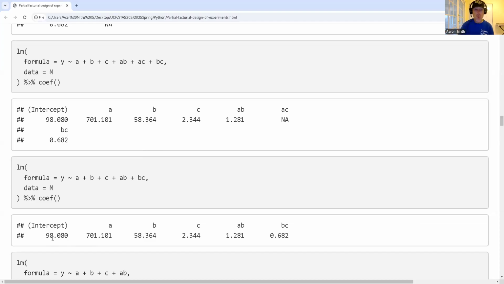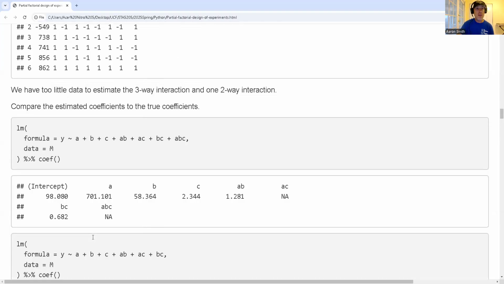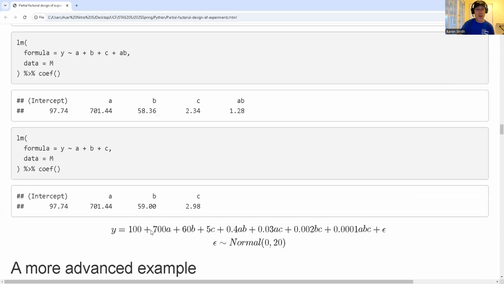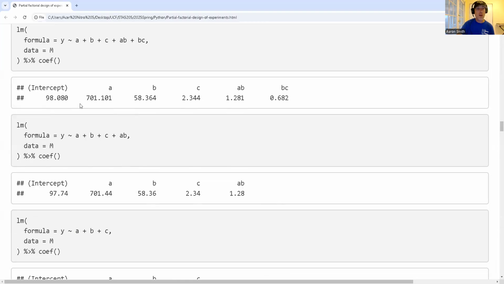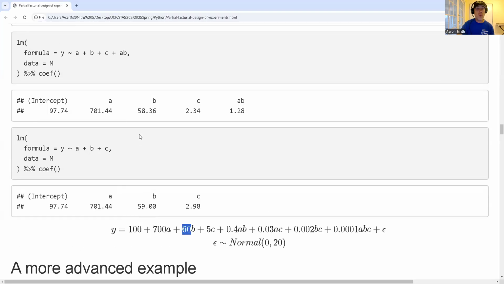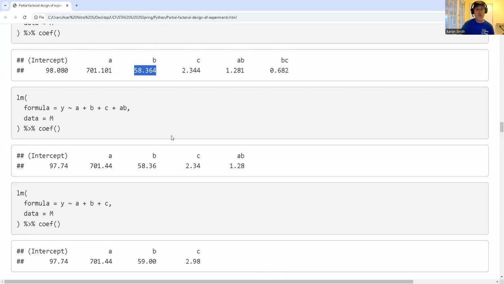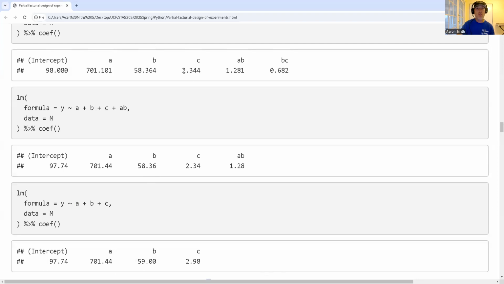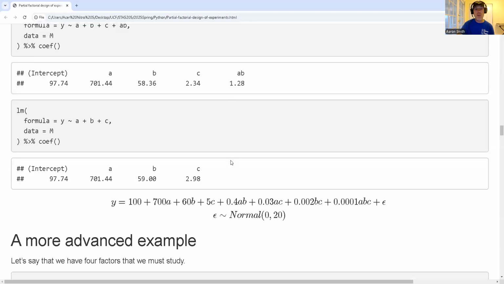All right, now notice that the real value of A, let's see, where did I put that? I scrolled past it. The real value of A is 700 for the coefficient value. That's pretty close. For B, 60 is the true coefficient. That's pretty close. For C, it's 5. All right, so now it's a little bit weaker. It's not as strong as we'd like. And then AB and BC, it's not as strong. But for the amount of data that I've got, this is actually a really good estimate.